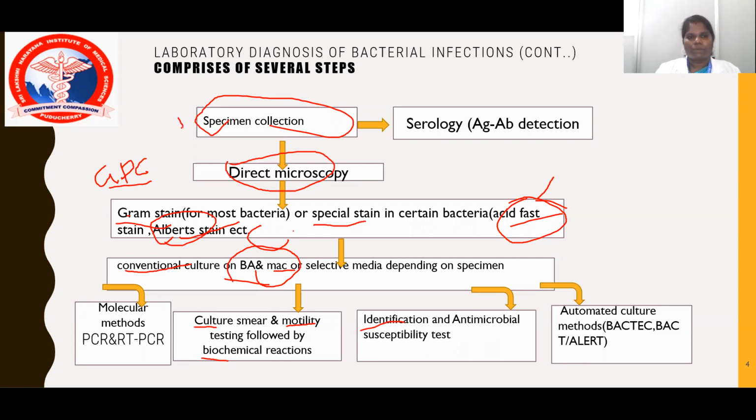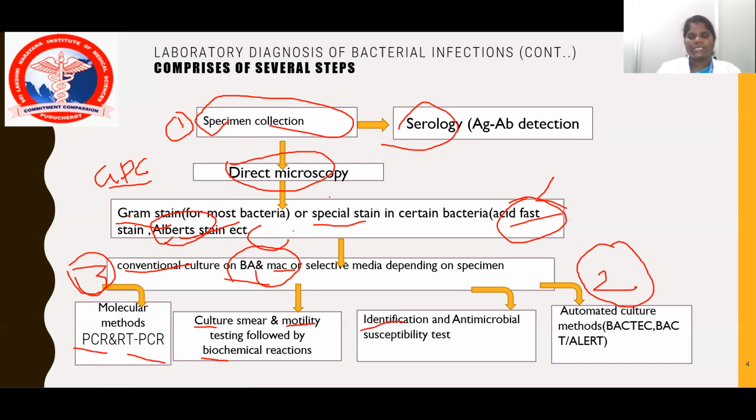That is the first method. Second, you can go for the automated method, which is more rapid compared to the conventional. The third one is the molecular method, in which the report is generated very fast, for example PCR or RT-PCR. The fourth one is the serological test, where we can detect antigen or antibody. So this is the basic outline of how we diagnose the organism.